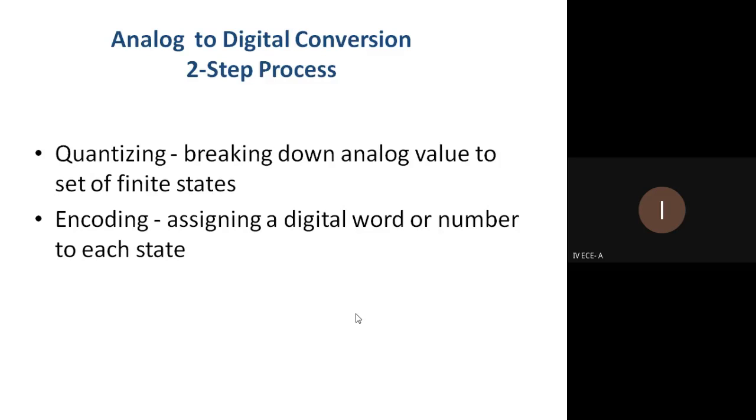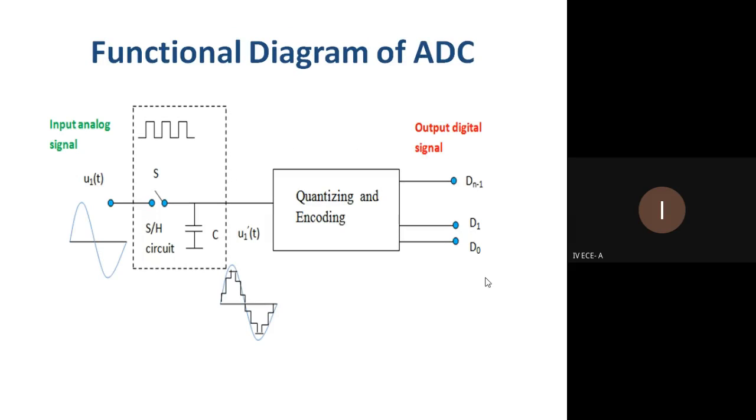Right. Here, in the analog to digital conversion process, there are two basic steps. First one is quantizing, second one is encoding. Quantizing means breaking down the analog voltage into a set of finite states. Encoding means assigning a digital weight or number to each state. These are the two-step process. So this is the basic functional diagram of analog to digital conversion.